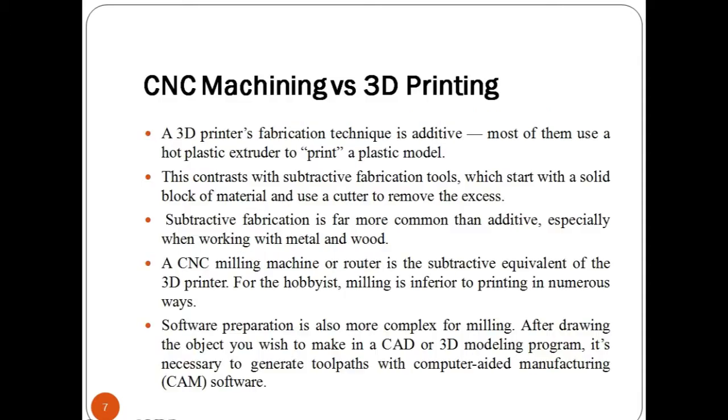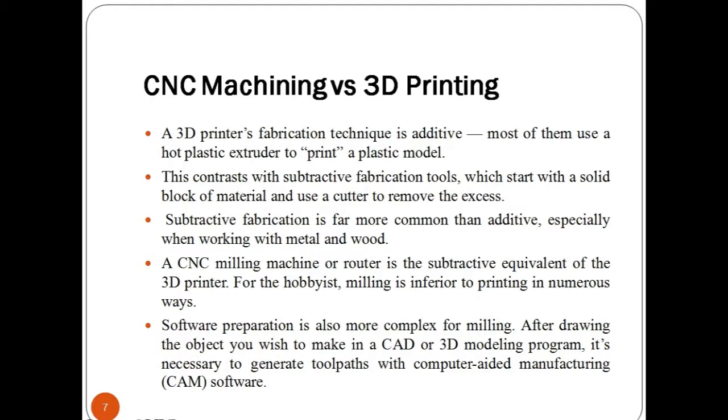Let us discuss CNC machining versus 3D printing. A 3D printer's fabrication technique is additive. Most of them use a hot plastic extruder to print a plastic model. A mill or router is necessary, larger and heavier than the 3D printer, and consequently more expensive and more difficult to use. It requires a positioning system that can maintain accuracy when encountering resistance and motors powerful enough to drive it.